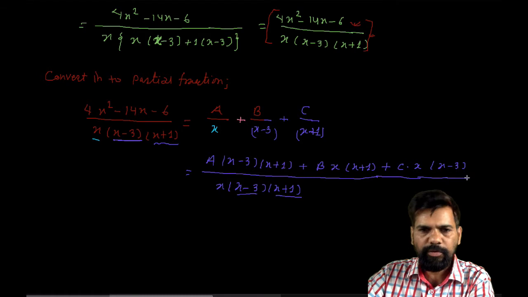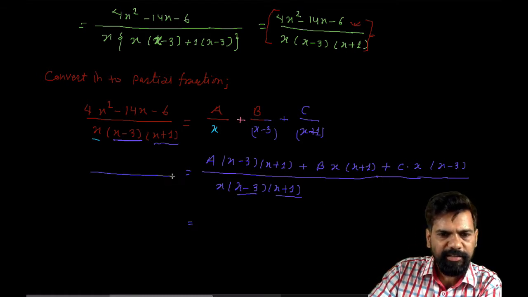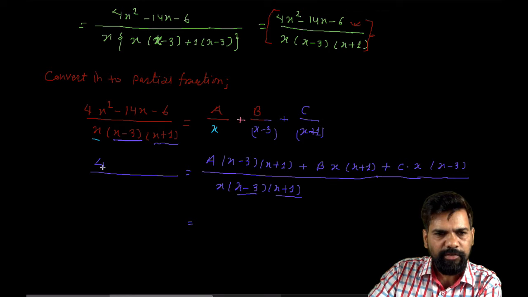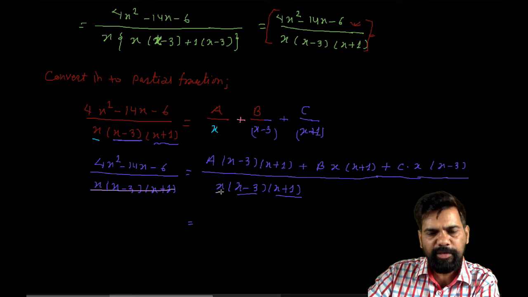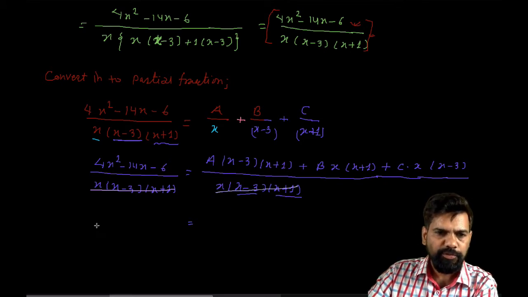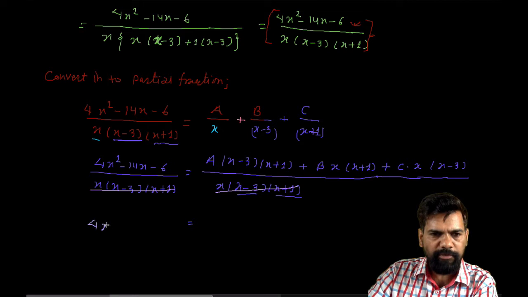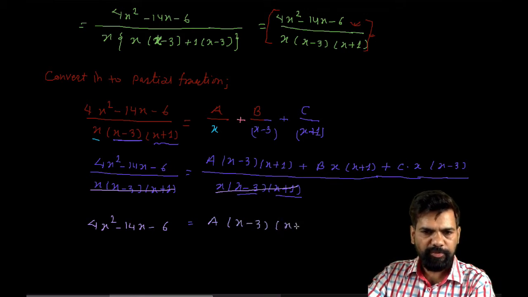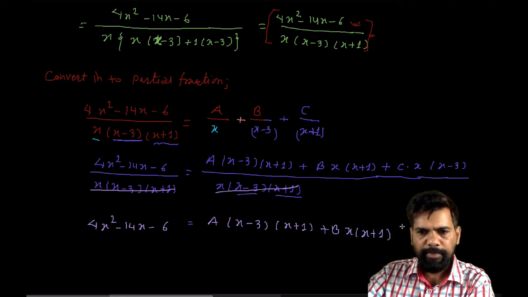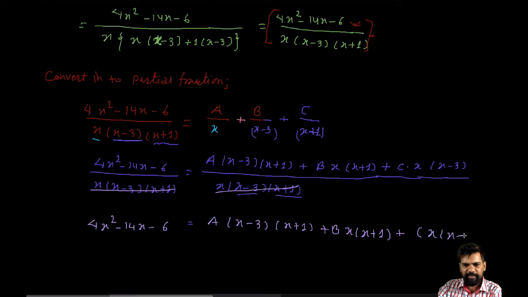Okay, and here in the left hand side, 4x square minus 14x minus 6 and x, x minus 3, x plus 1. You can see here this part and this part are the same, so these are cancelled. So we only have 4x square minus 14x minus 6 is equal to A times x minus 3, x plus 1, plus Bx times x plus 1, plus Cx times x minus 3.